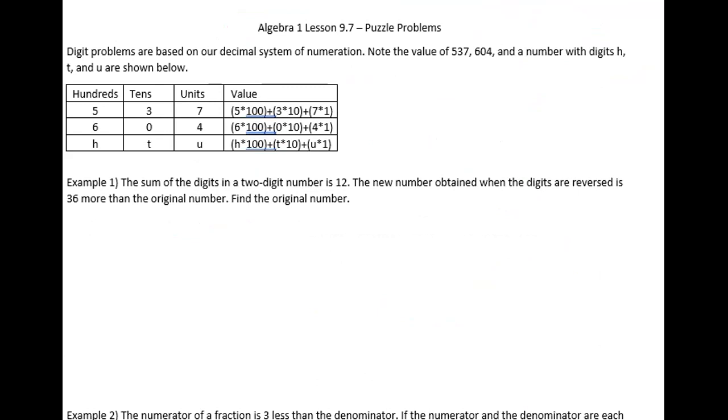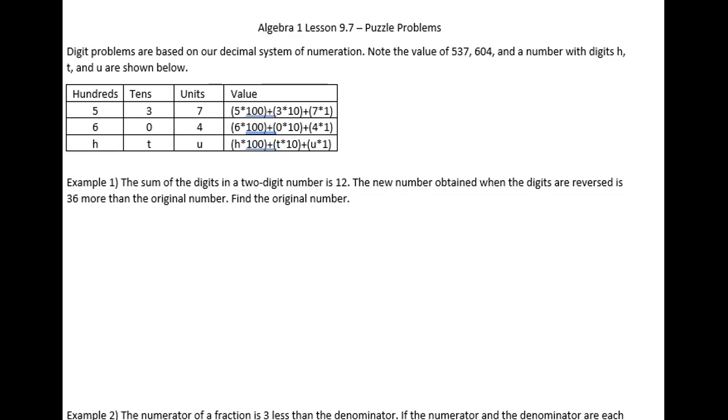All right, so these are puzzle problems. There's a couple about digits. So let's talk about a digit problem. A digit problem is based on our decimal system of numeration. So a value of 537,604.